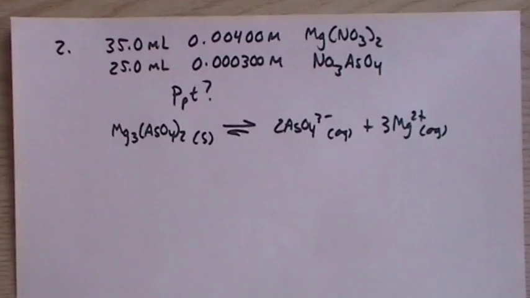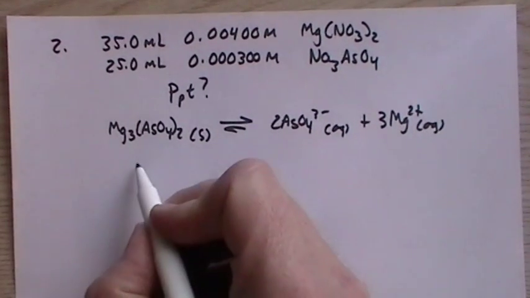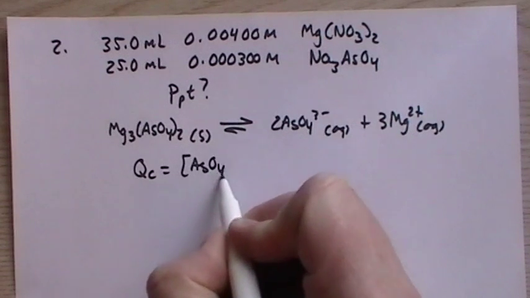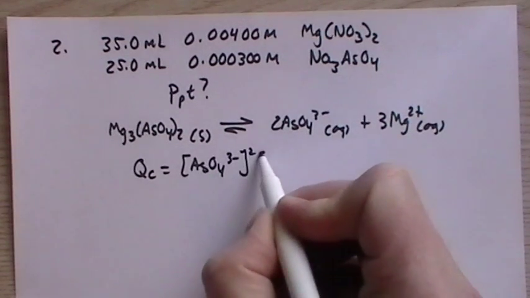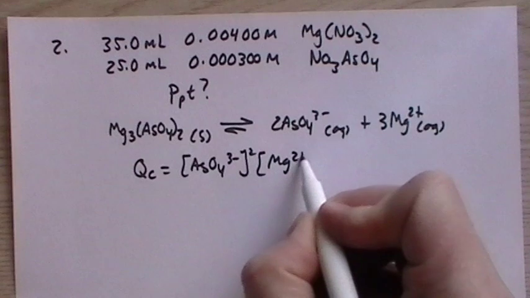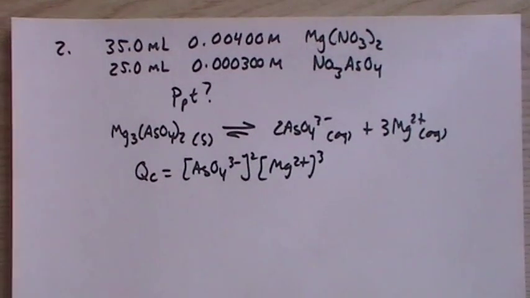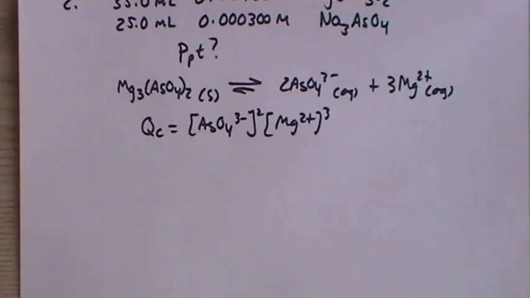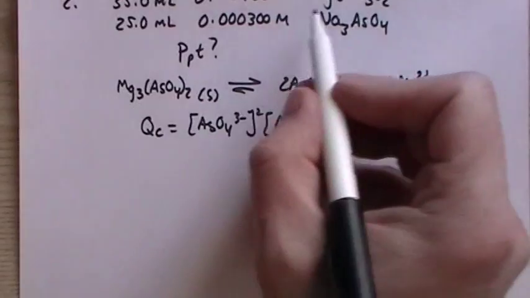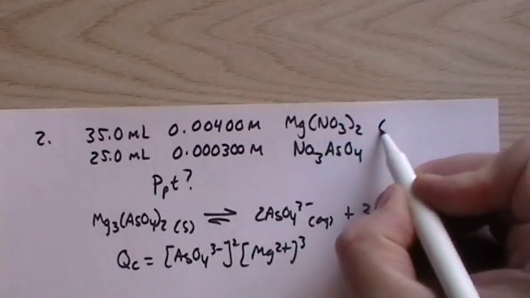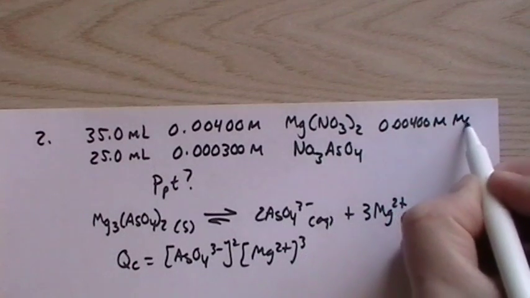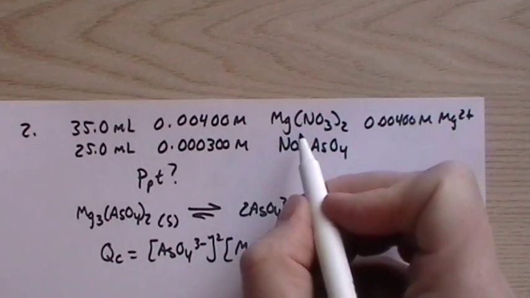That tells you that this is the expression. And QC is going to be the concentration of arsenate squared times the concentration of magnesium cubed. Since we're mixing them, there's no guarantee we're at equilibrium. We might be just by chance, but there's no guarantee. So the concentration of magnesium is the same as the concentration of the magnesium nitrate.